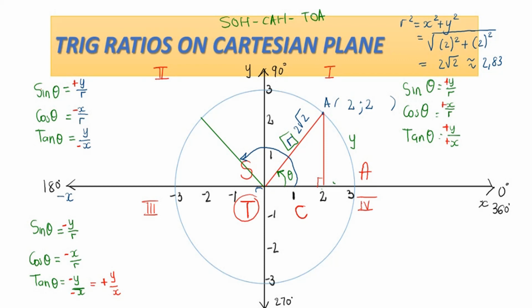And lastly, let us have a look at our fourth quadrant. In our fourth quadrant, you still have sine of theta, cos of theta, and your tan of theta.